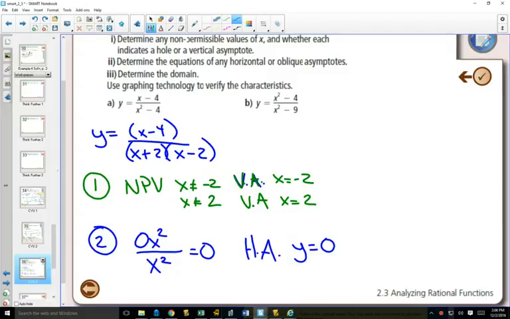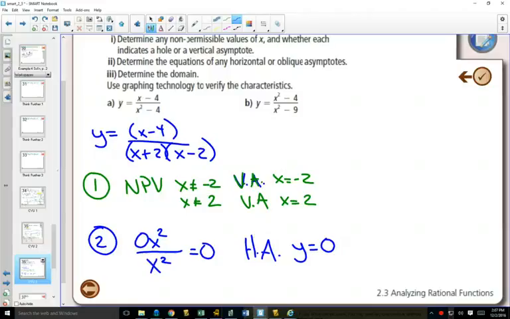Yes, you can have a vertical asymptote and a hole. So yes, that has happened, and you'd have a factor on the bottom, and one of them would cancel out, but the other one would stay, and then you would have a vertical asymptote and a hole.